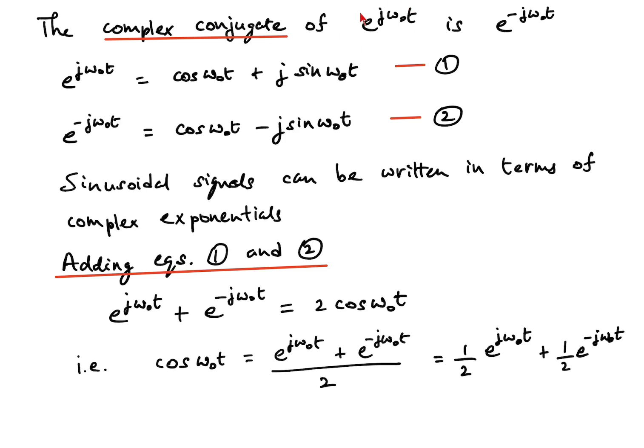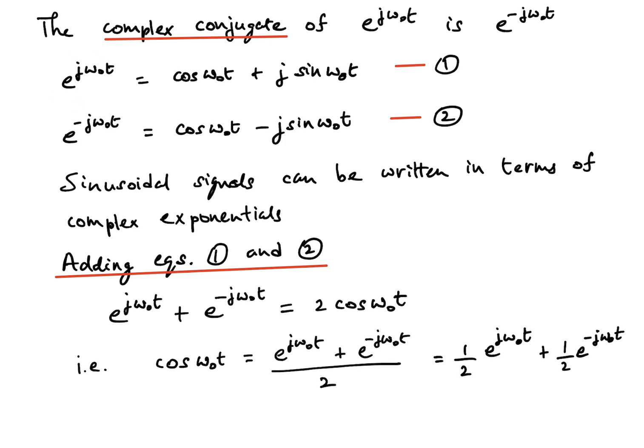The complex conjugate of e power j omega naught t is e power minus j omega naught t. So in terms of the rectangular form, we just change the sign of the imaginary part. That gives us the complex conjugate. So e power j omega naught t is cosine omega naught t plus j sine omega naught t. If we replace this plus with a minus, we get the complex conjugate of this particular term.